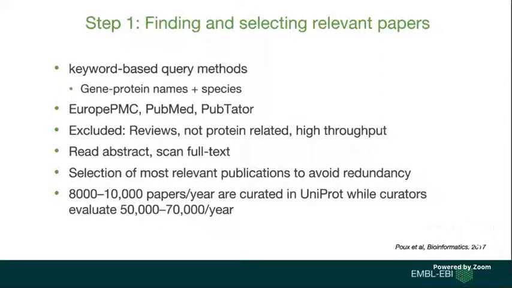So for each paper, we read the abstract, we scan the full text, and then we select the most relevant publication to avoid redundancy, and then we read them fully. And to give you just an idea of the scale of the work, more than 8,000 papers are curated each year. This represents about 200 to 300 papers per curator, but each curator will evaluate more than 50,000 papers per year, which means that one curator will go through about 2,000 to 3,000 papers a year.